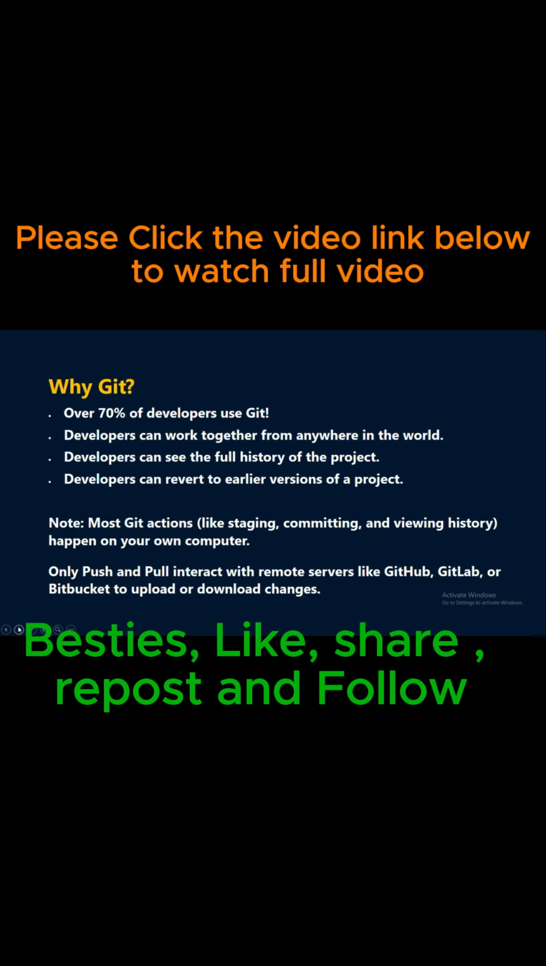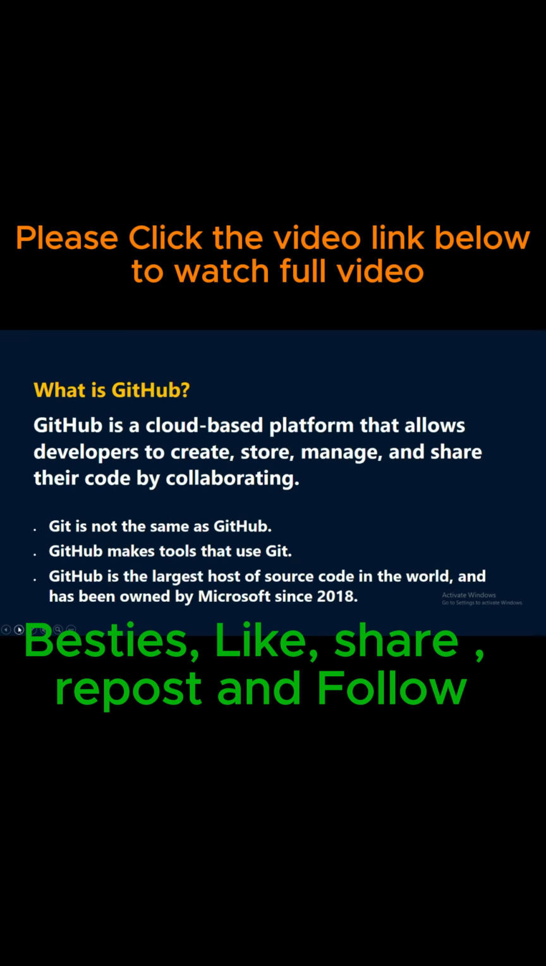One thing we need to note is that most Git actions, like staging, committing, and viewing history, happen on your own computer, which is a local repository. Only the push and the pull interact with the remote repository or servers like GitHub, GitLab, or Bitbucket to upload or download our changes.